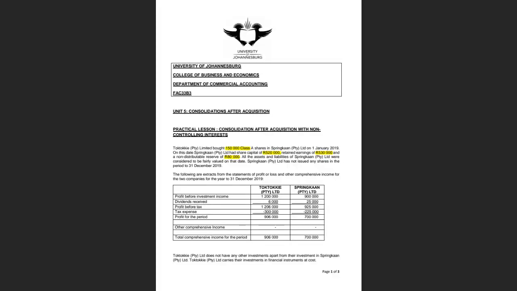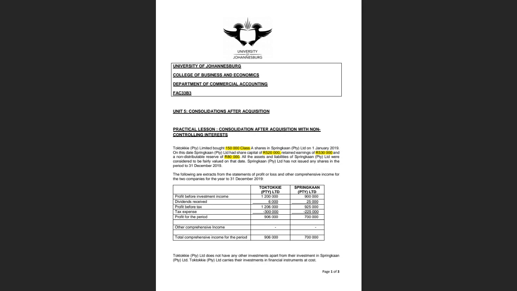So this question looked at consolidations. Last week you would have had a look at how to account for a consolidation with NCI and various other aspects. So let's have a look at this question. Talk Talkie Pty Limited bought 150,000 Class A shares in SpringCon Pty Limited on the 1st of January 2019.